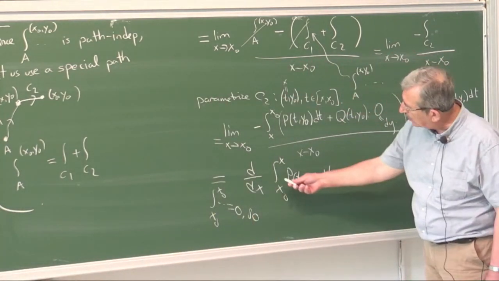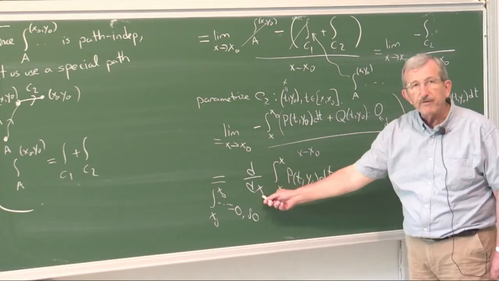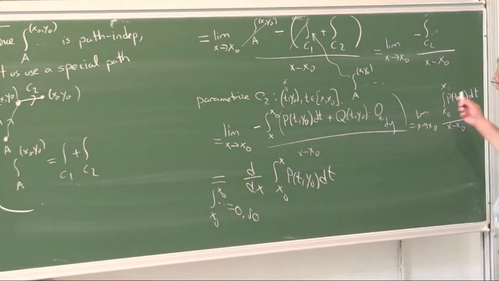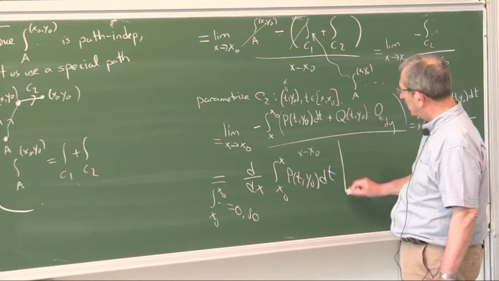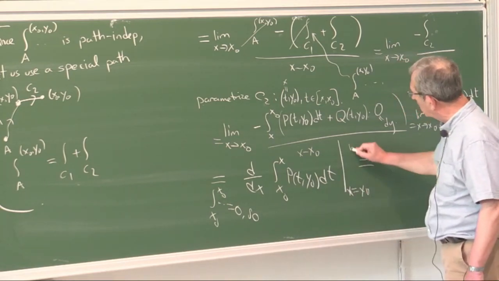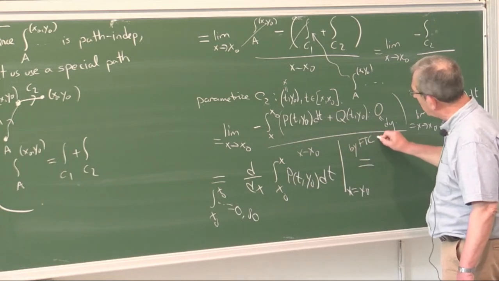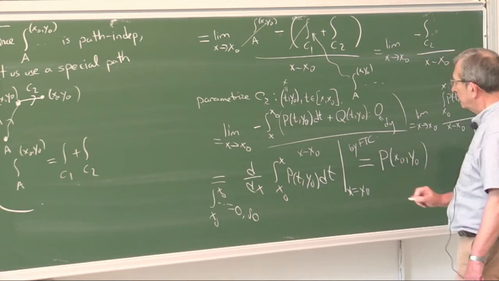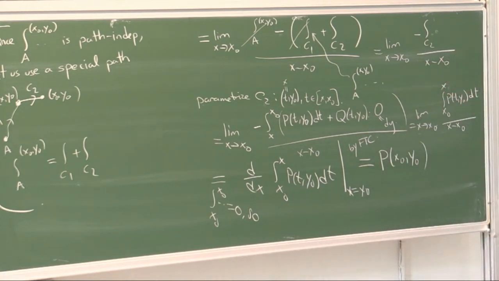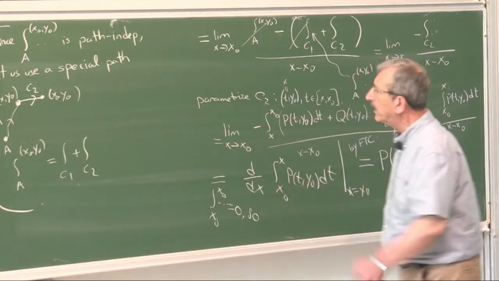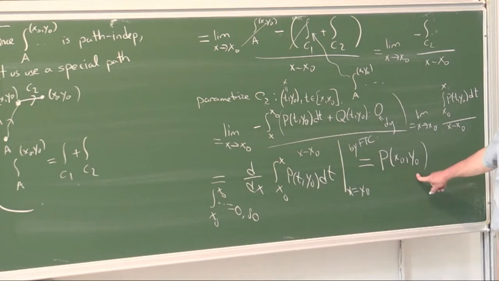Well, now you integrate up to x and then you differentiate up to x, but the derivative is evaluated at x0 because x goes to x0, and this is the derivative when x is x0, which is, by the fundamental theorem of calculus, nothing but P of x0. So what did we show? The derivative of phi with respect to x is P all the time.